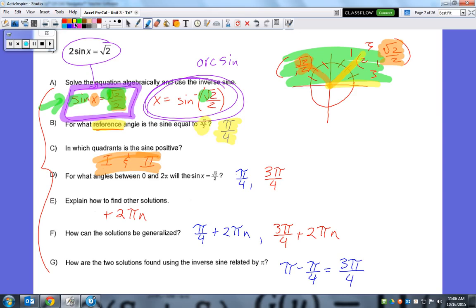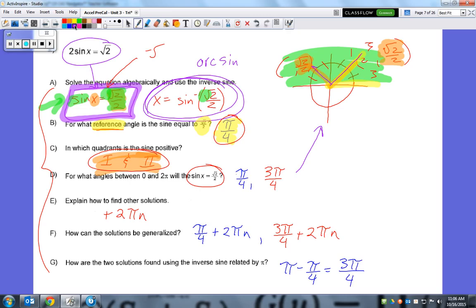Now, you have to keep in mind that this will always be a positive, but like we did in the previous example, our problem could actually be looking for a negative. So it's all about trying to find what is my reference angle and what quadrant am I in. So I will know how to extend those negatives and positives appropriately. So for what angles between 0 and 2 pi will the sine of x equal a positive root 2 over 2?